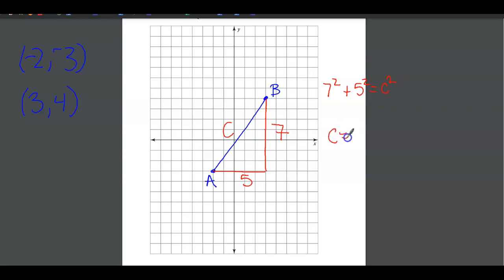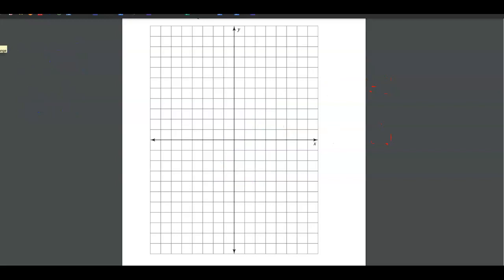So C should have equaled 8.6 when rounding to the nearest 10th. All right, example 2, we actually have 3 different points. So we're going to graph 1, 4 and label it D, -1, -4, and label it E, and then -4, 2, and label it F.